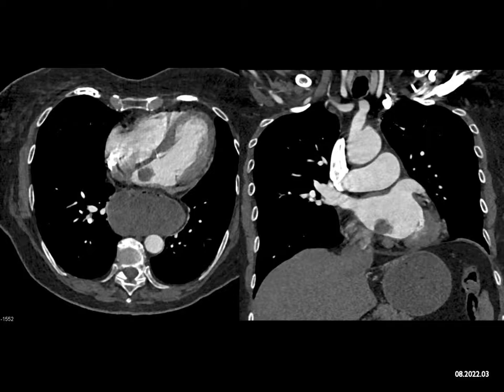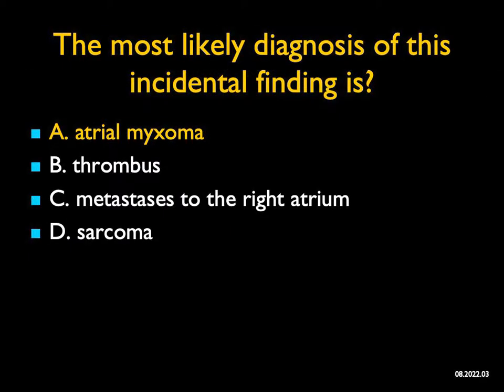Sarcomas occur in the heart. They're pretty rare, but they're more aggressive looking. This is the most common cardiac tumor. It's an atrial myxoma, just a very nice example.